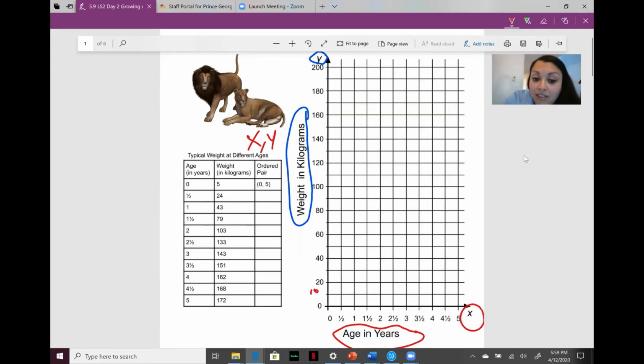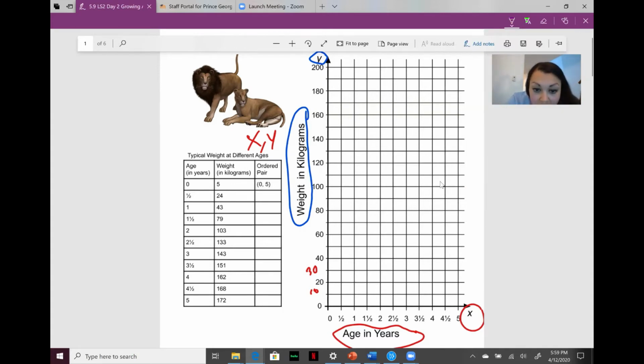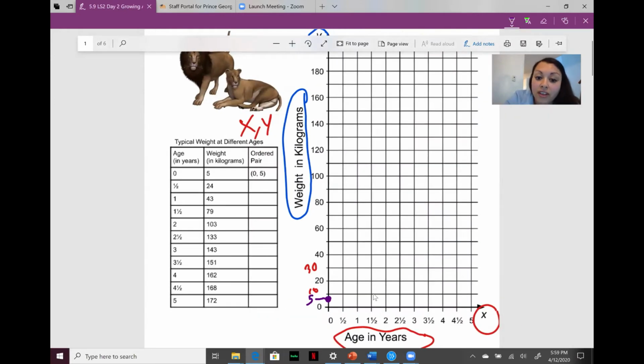The same with the next line. The next line is in between 20 and 40, so that would be 30. So I know that 5 is going to be right in the middle between 0 and 10. Right here. So when lions are 0 years old, they are about 5 kilograms. That's our first coordinate point or ordered pair.